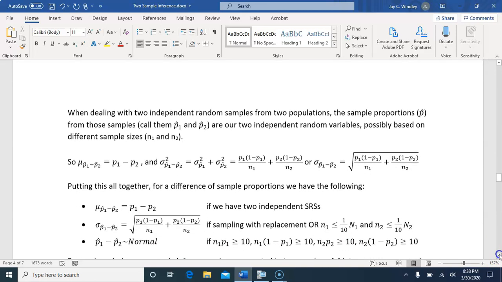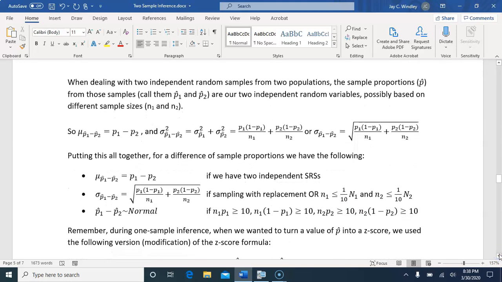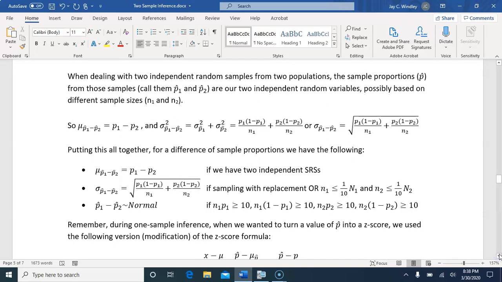So for the distribution of p hat 1 minus p hat 2, the mean of the difference in the sample proportions is the difference in the population proportions. The standard deviation of the difference in sample proportions is this radical here, and the difference in p hats follows a normal distribution or is approximately normal under certain circumstances.